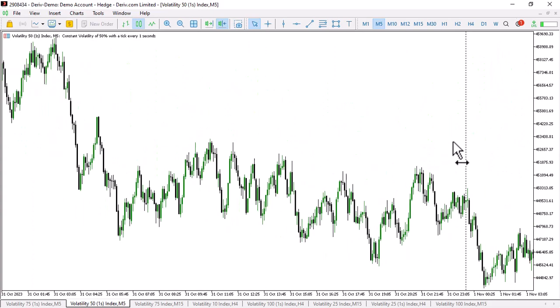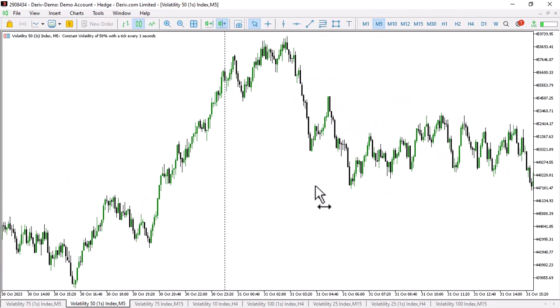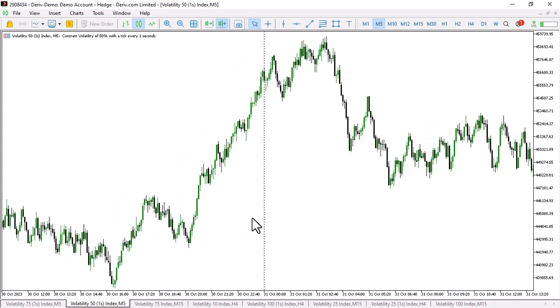Today we want to talk about the breaker pattern and how you can trade it on Deriv Indices. So first of all, I'm going to take you back to the whiteboard so that I explain to you what a breaker pattern looks like. Then I'll come back on the charts and show you live examples of the charts that we're going to be trading.